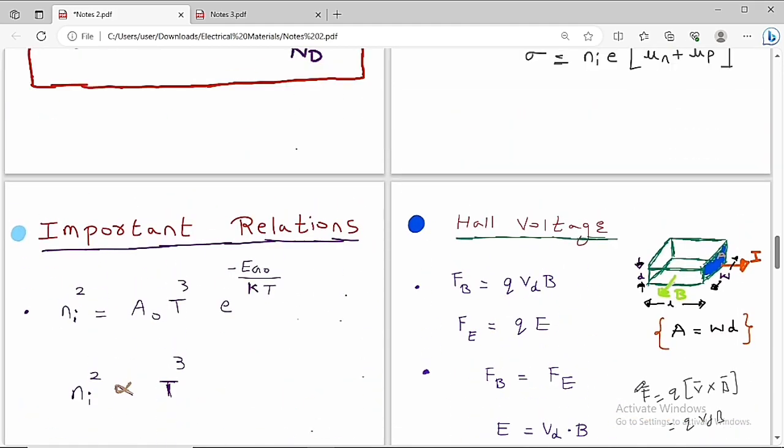And what is A? A is nothing but the area of the semiconductor which is perpendicular to the current direction. This length is W and this length is D. As you can see, the current is perpendicular to this semiconductor area. So this is the area A. A is equal to W into D.